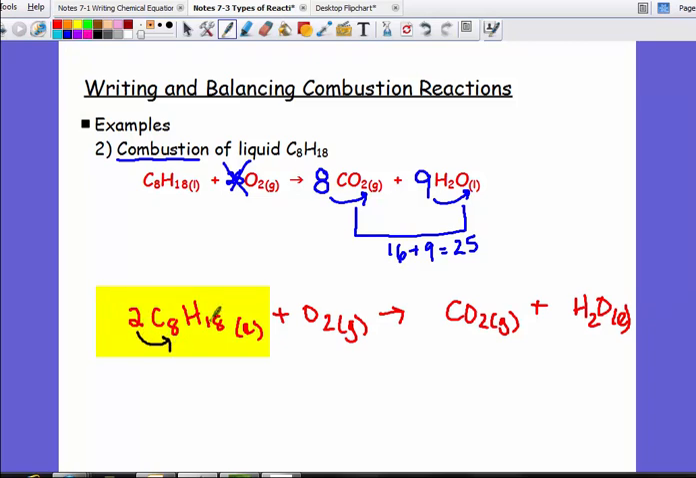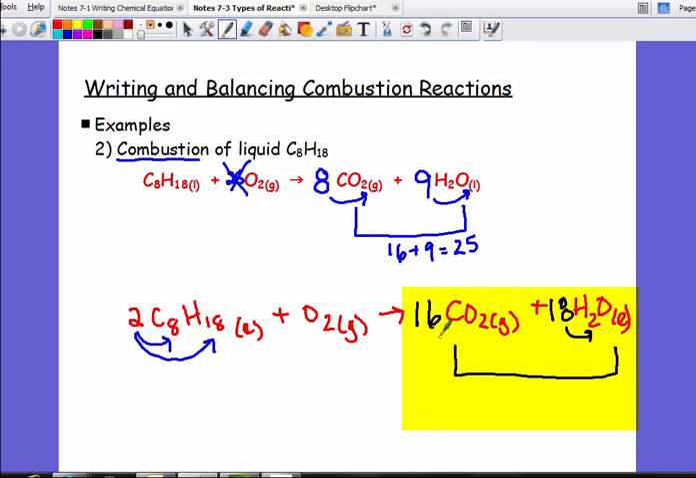On my reactant side, I have 2 times 8, which is 16 carbons. So I'm going to put 16 carbons on my product side. Hydrogen is next. I have 2 times 18, which is 36. So I need to put an 18 in front of water so that I can get 36 hydrogens on my product side. I'm ready to check out my oxygens. 16 times 2 is 32, and 18 times 1 is 18. That gives me a total of 50 oxygens. Well, to get 50 oxygens on my reactant side, I would use a coefficient of 25.